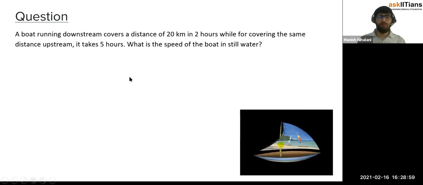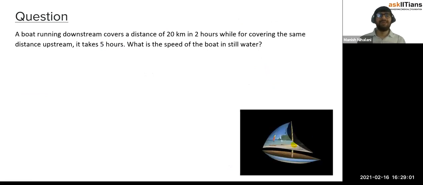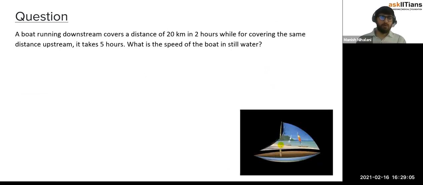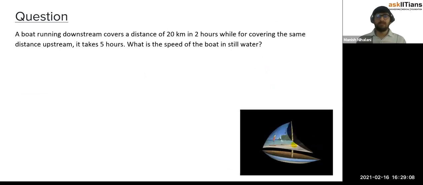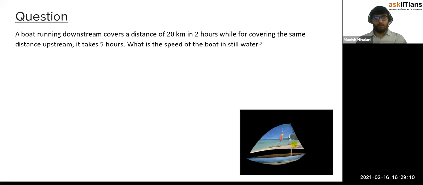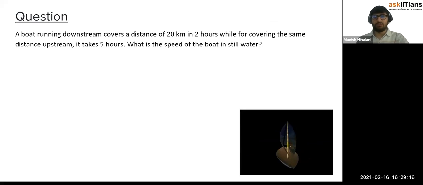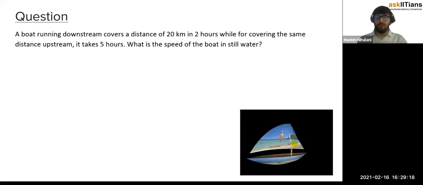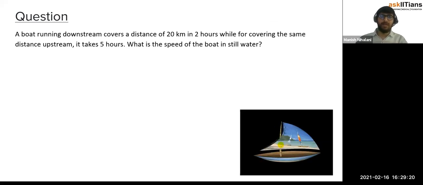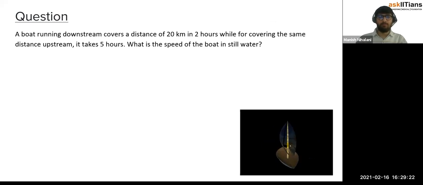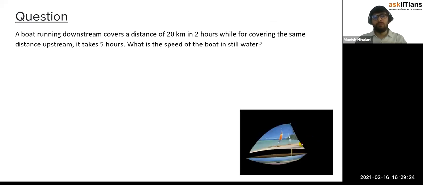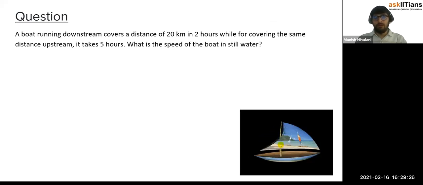Now this is like a boat question, right? A boat is running downstream and it covers... What is downstream and what is upstream? See, downstream means it is going with the flow. Where your river is flowing, the boat is in the same direction, flowing with the river. Upstream means the boat is moving against the flow. So here a boat is running downstream and covers a distance of 20 kilometers.